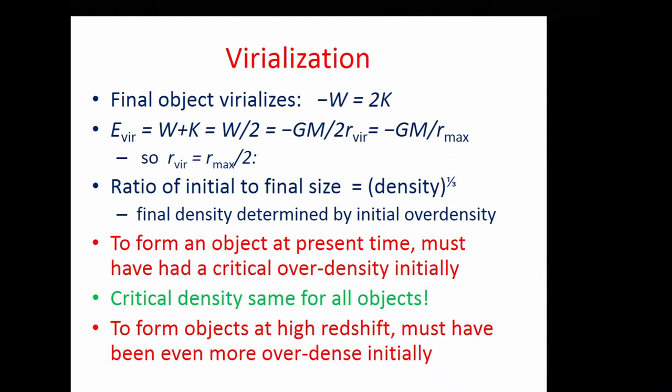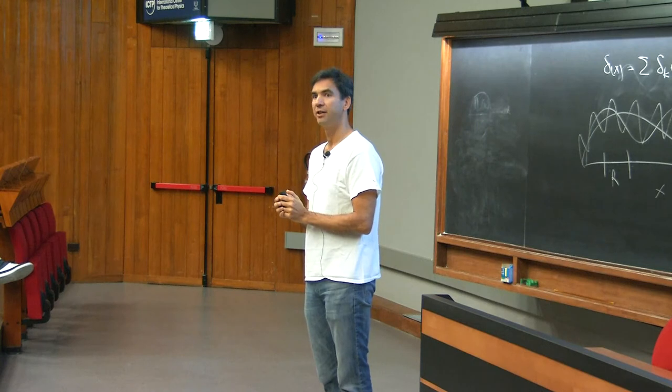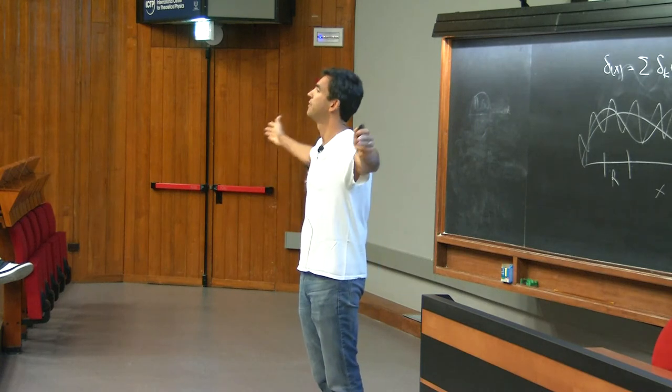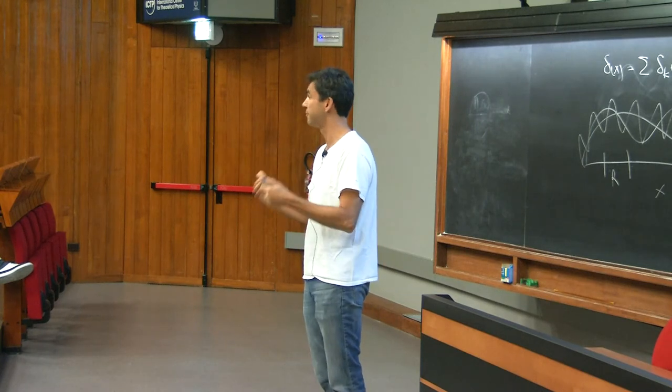That's one key point: same density for all objects. And the other key point is, suppose I want objects that collapse, that virialize today. Well, if they are very dense, they will have virialized early on. If they are not very dense, they won't have virialized yet. So there's a critical density to virialize today.